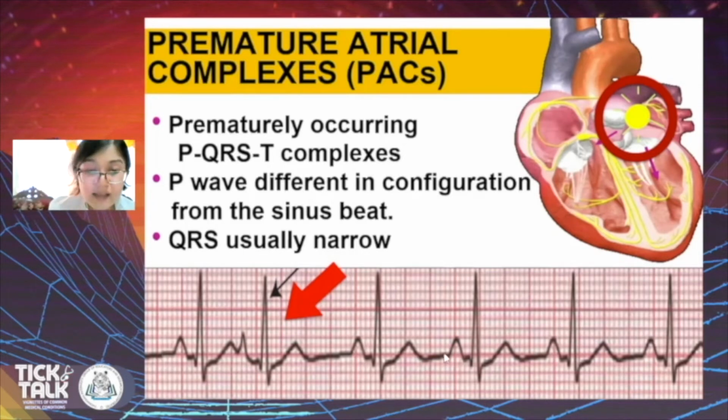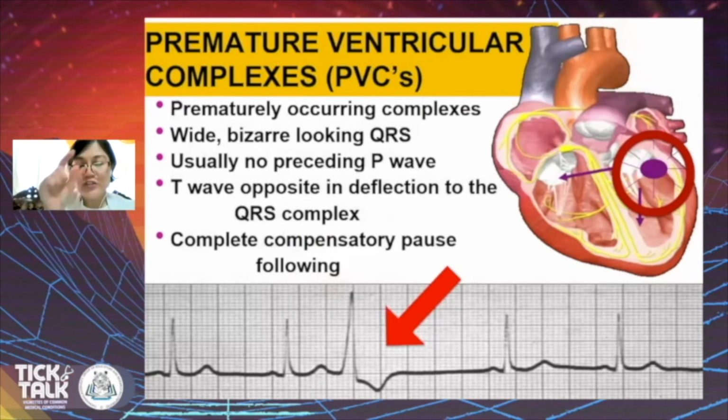If we're going to take a look at our example, the P wave of this PAC is slightly different in configuration. It's a bit narrowish compared to our normal looking P waves, and the QRS is also narrow. On the other hand, the Purkinje system in the ventricles may also fire and give out another electrical impulse other than the electrical impulse actually coming from the SA node that got conducted throughout the entire system. So this is what the premature ventricular complexes would actually represent.